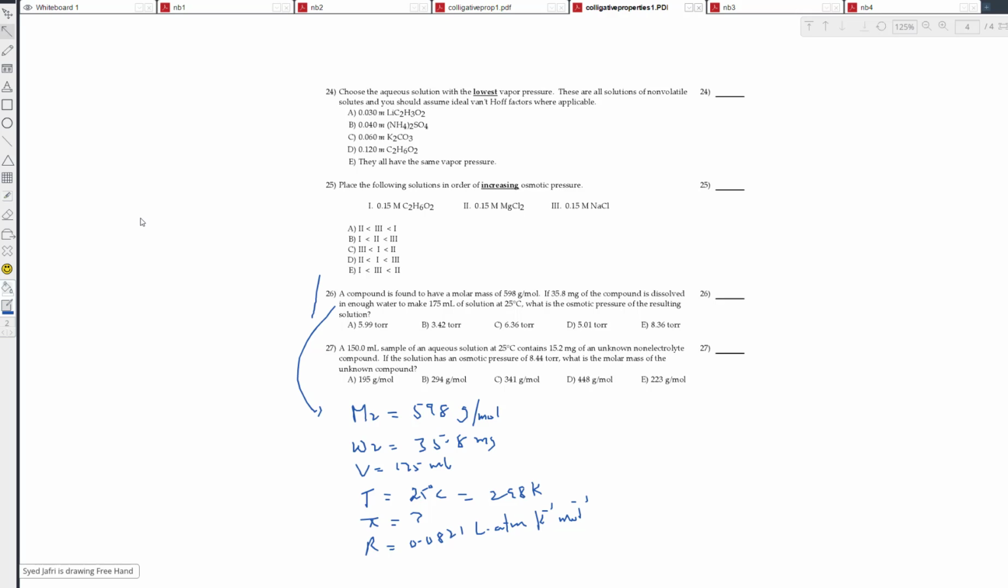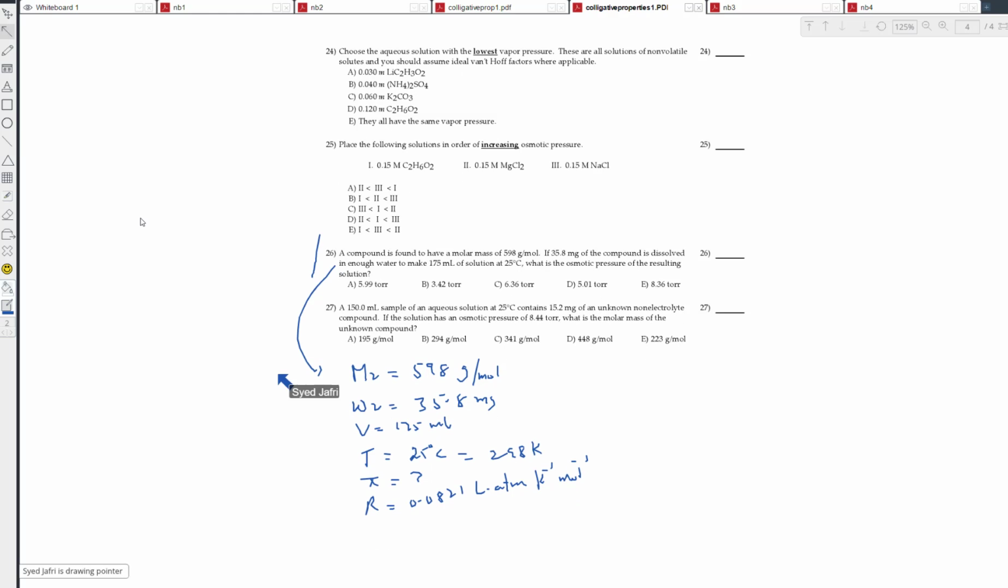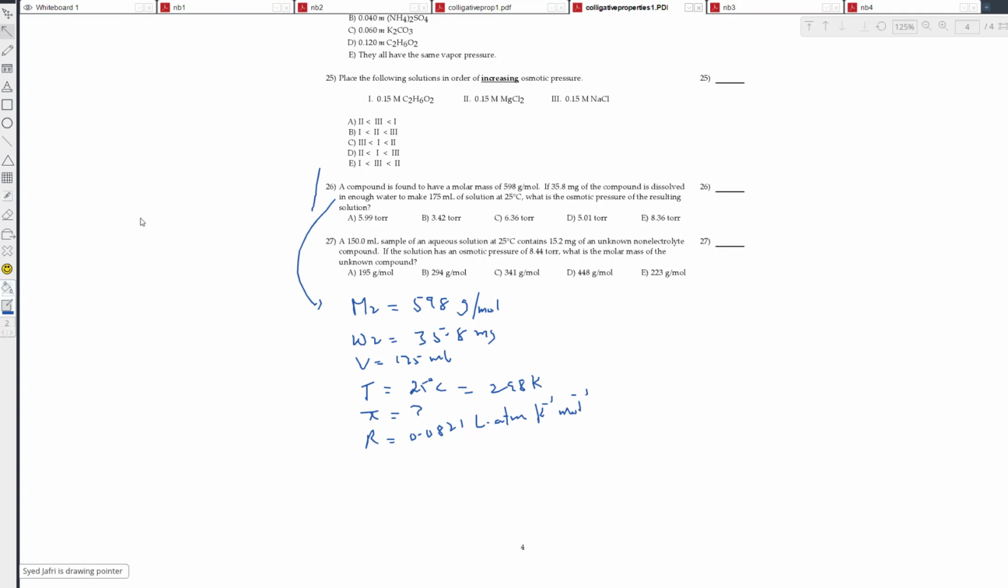Now, one thing we can do is change W2 into grams and the volume into liters. Or otherwise we can just use the same numbers, because this is milligram and this is milliliter. And the formula we have is πV = W2RT over M2, so you can take the V there, no problem.